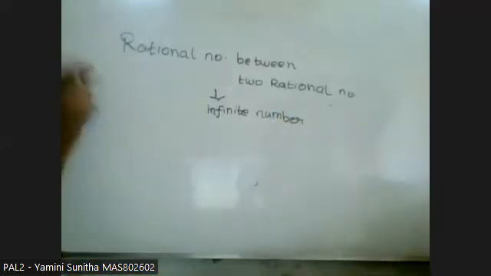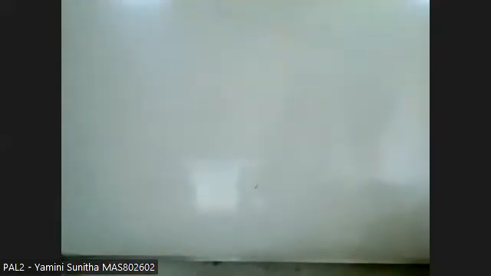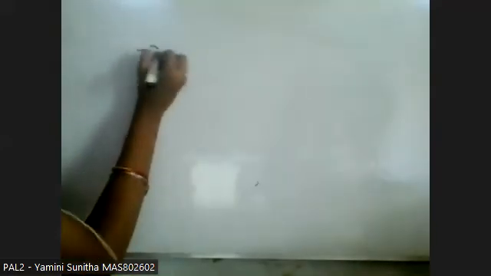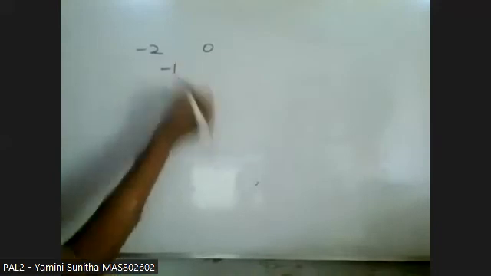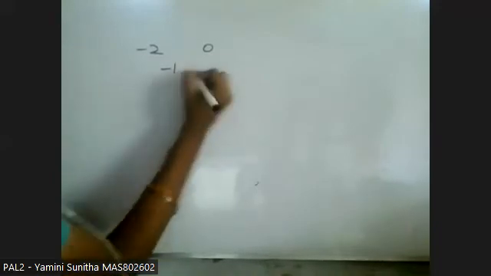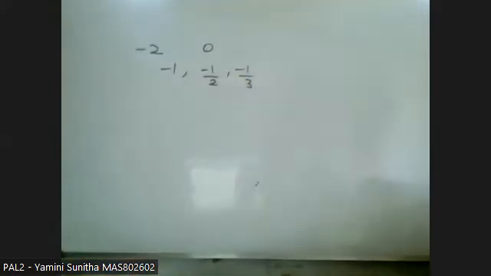After this, they can ask questions like: name a rational number, or write any three rational numbers between minus 2 and 0. We can write minus 1 as one rational number, then minus 1 by 2, minus 1 by 3. We can write it like that, and these values come between minus 2 and 0.